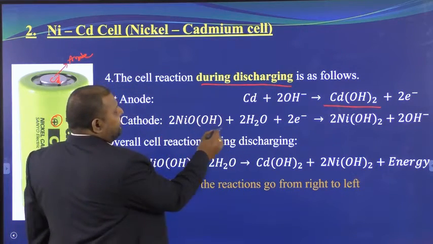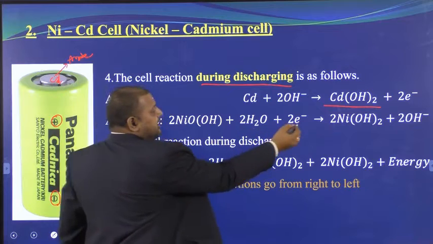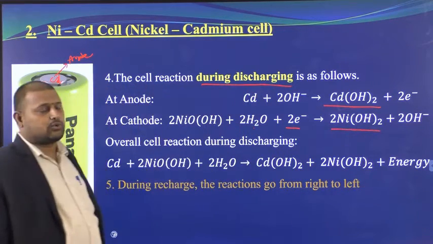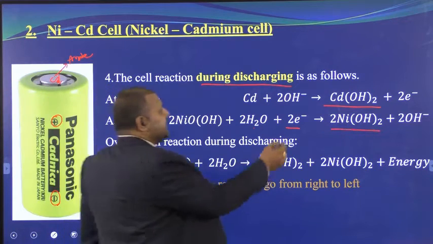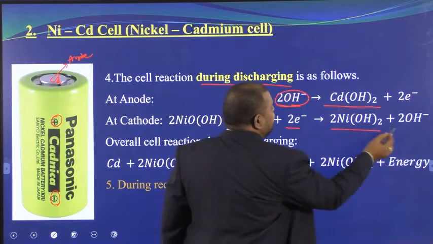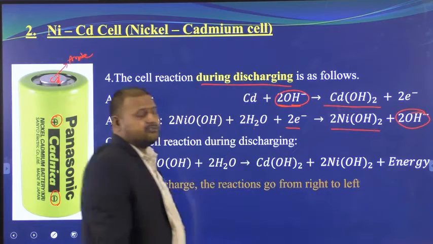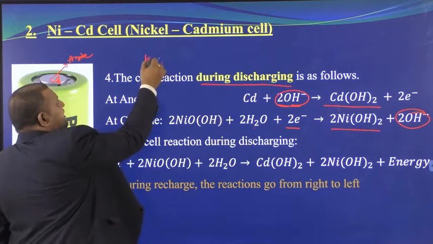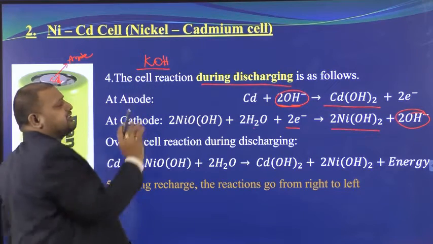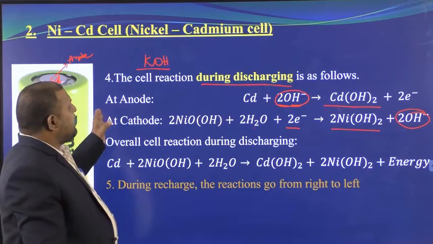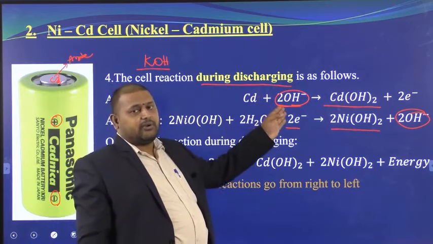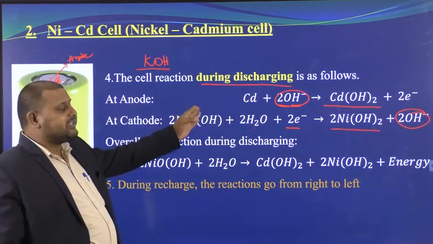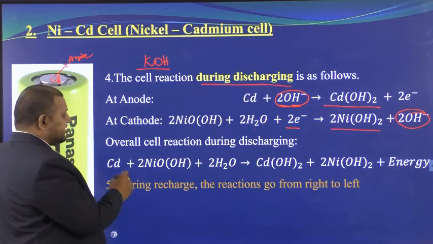Nickel oxide hydroxide reacts with water, absorbing 2 electrons, and forms nickel hydroxide, Ni(OH)2. And again we have generated our 2 OH minus. So 2 OH minus we consumed, 2 OH minus we have regenerated. Potassium hydroxide is our electrolyte, so KOH concentration does not alter, because OH minus is consumed at the anode and regenerated at the cathode during the discharge reaction. What is the overall discharge reaction?